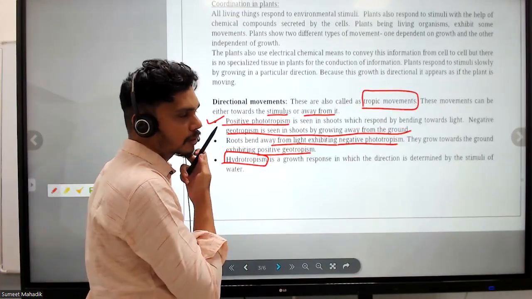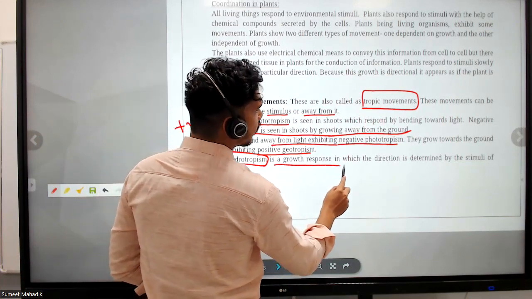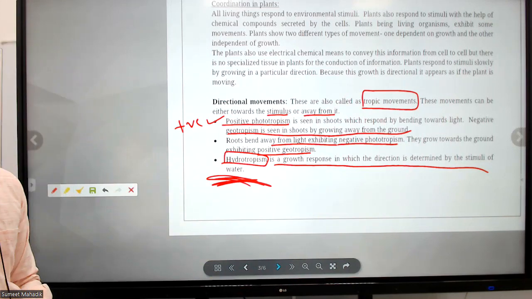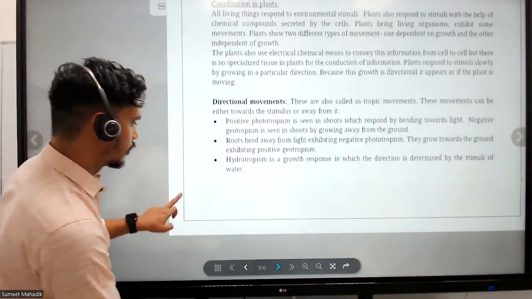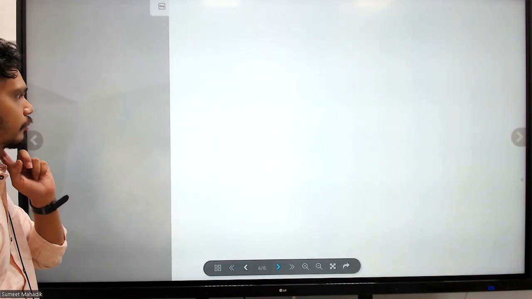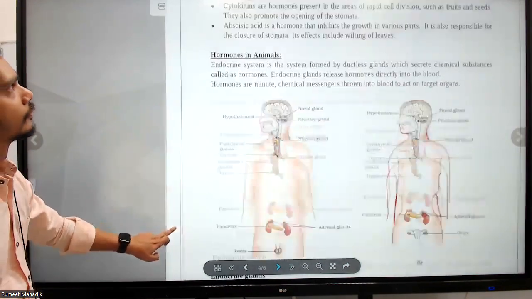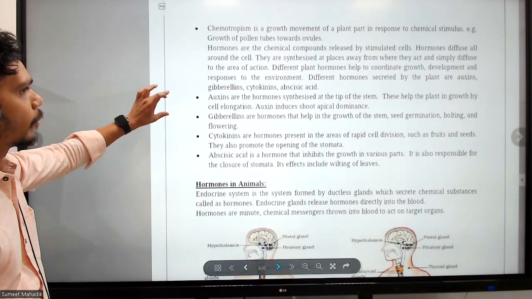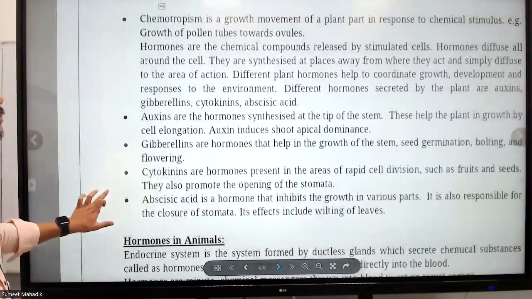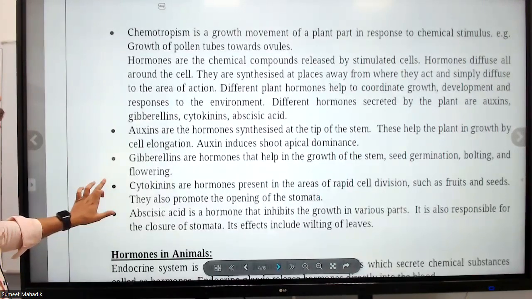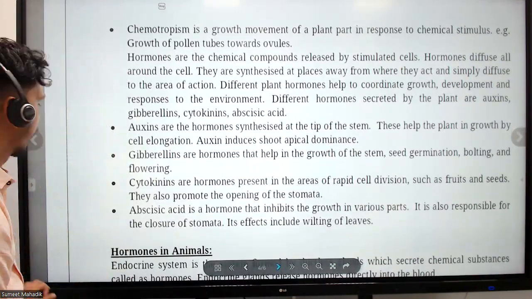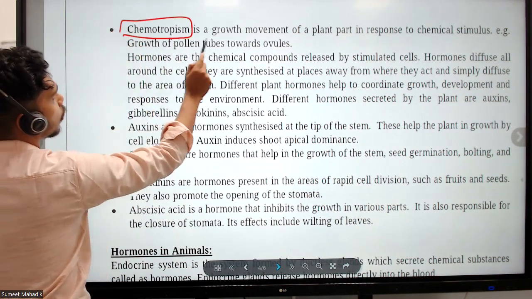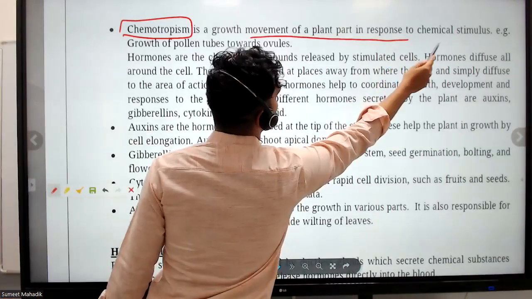Hydrotropism. Who will show hydrotropism? It is a growth response in which the direction is determined by the stimulus of water. Okay, this point is clear. Let's go to the next point. Now, chemotropism is a growth movement. What is chemotropism? Chemo means what? Chemical. Chemo means what? A chemical. It is a growth movement of a plant part in response to chemicals.